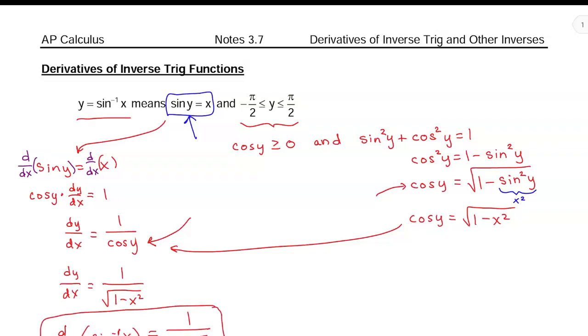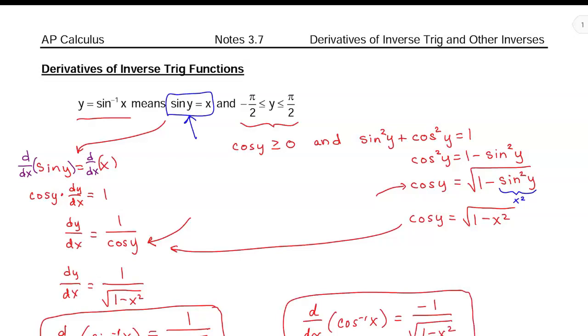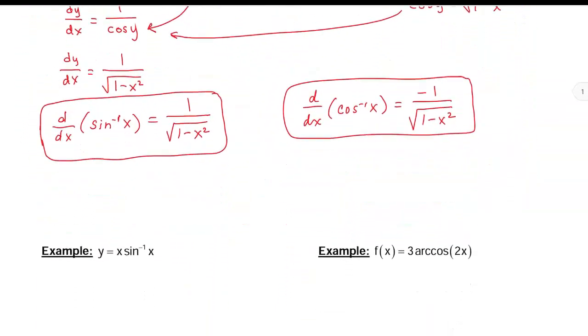Now we could do that again to find the derivative of cosine inverse, but I'm not going to do that in this video. So I need to tell you that the derivative of cosine inverse is very similar. You could find it in a similar fashion, and it is simply negative 1 over the square root of 1 minus x squared. So we're going to practice with those two for a moment.